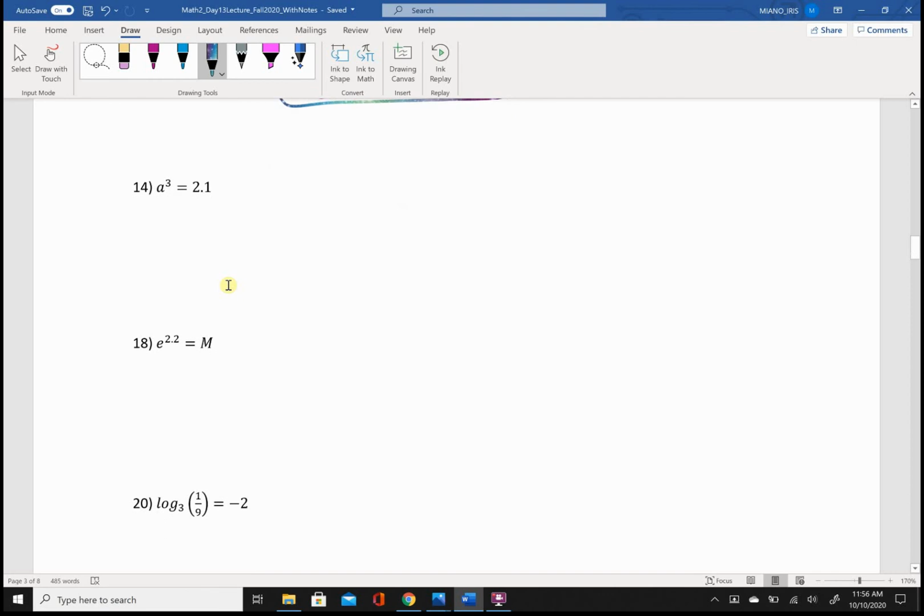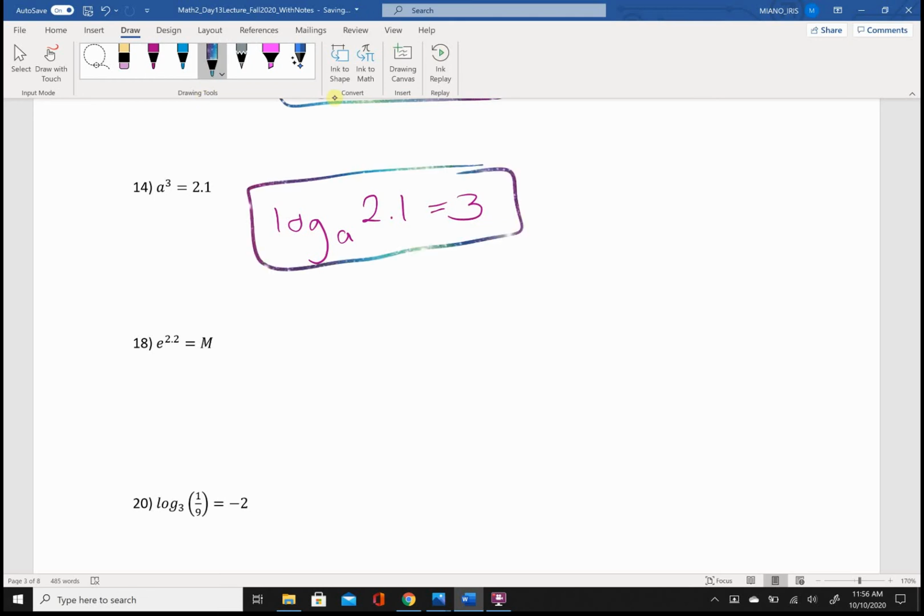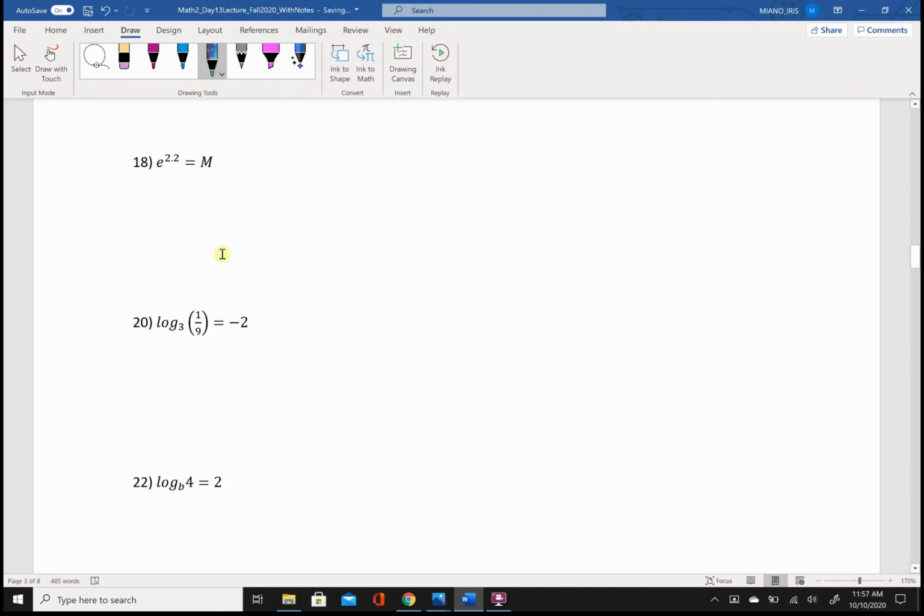Moving on to the next example. The base is the base. So I've got log base a. I don't know what the value of it is. That's okay. We don't need to know. We're just practicing converting. So the logarithmic equation equivalent will be base a. The argument is what the exponential is equal to. That's 2.1 in this case. And the logarithm itself is equal to the exponent of 3. Cool. Conversion complete. Done. Moving on to the next one.